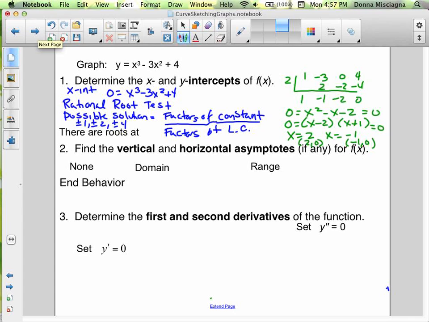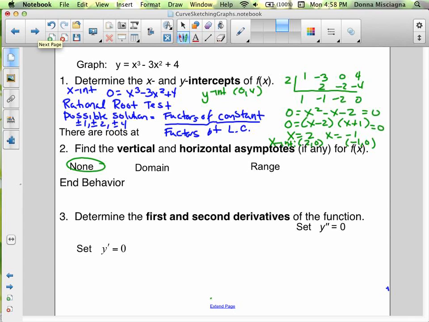And the y-intercept is easy. So these are x-intercepts. The y-intercept, of course, is 0, 4. What you get when you plug in 0 for x. There are no vertical and horizontal asymptotes. Right? This is a polynomial function. So vertical and horizontal asymptotes, there are none.